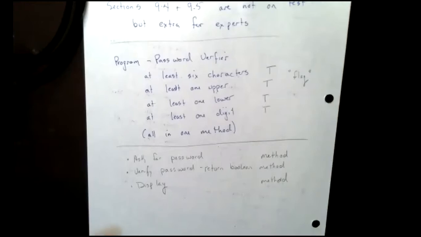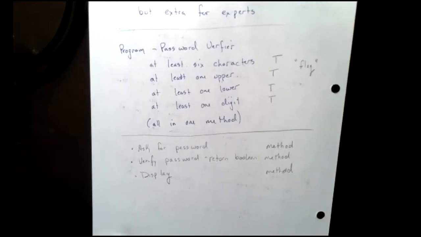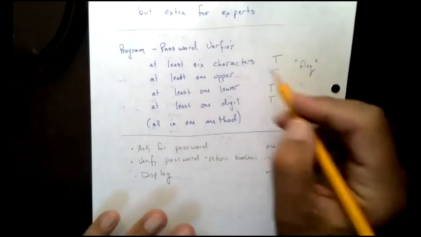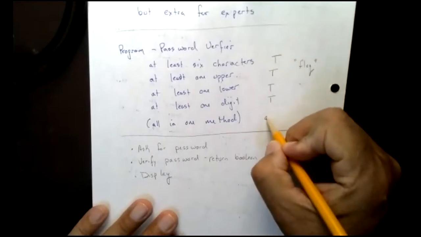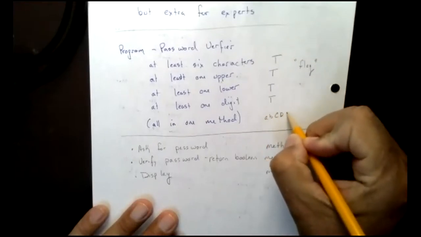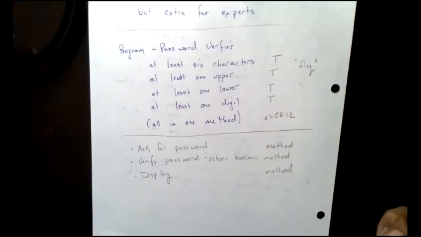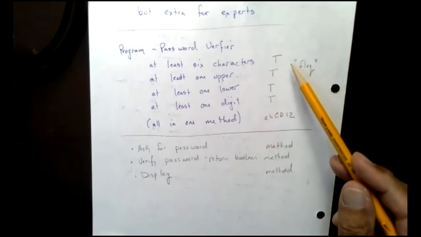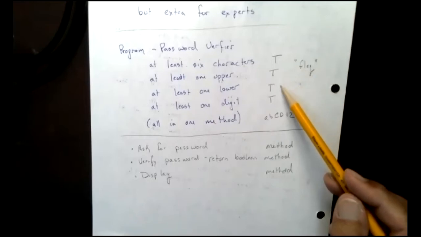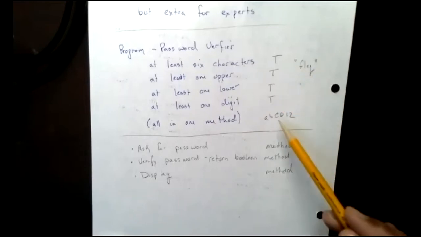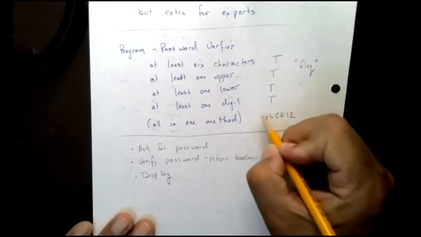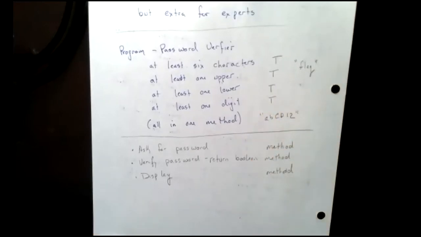Okay, so I want you to write a program, 3 methods in the main. That's all. Unless you want to put a run again option in, but you don't have to. You're going to type in a password. If I type in A, B, C, D, 1, 2, is that valid? Well, it's at least 6 characters. There's one upper, there's one lower, and at least one digit. So yes, that would in fact be valid. This string ABCD12 would in fact be a valid password.